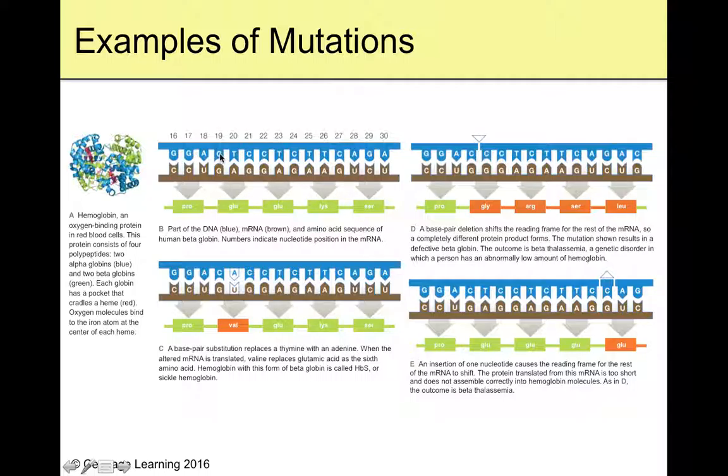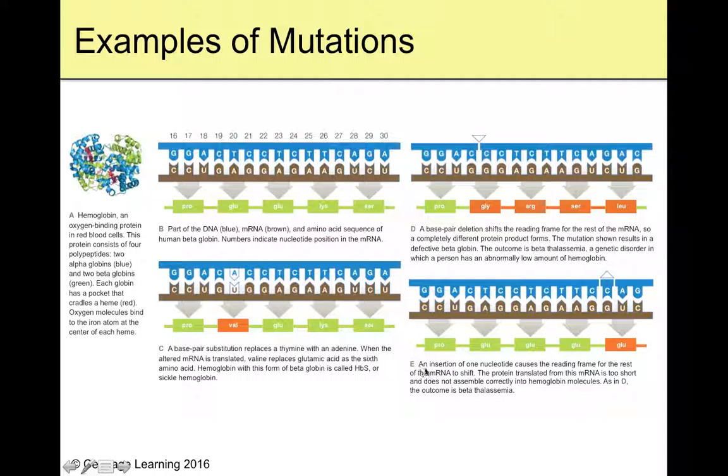Instead of reading CTC and making this, we end up reading CCC. And then we end up reading TCT. And so every single amino acid down the line is wrong. And so we get a protein that's completely different from our original. And this mutation gives us a defective beta globin. The outcome is beta thalassemia, a genetic disorder in which a person has an abnormally low amount of hemoglobin.